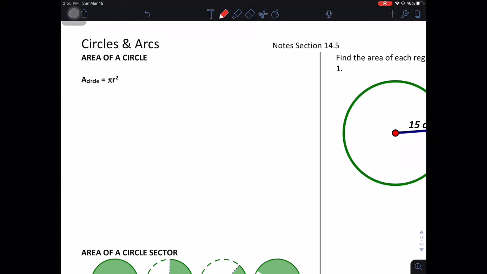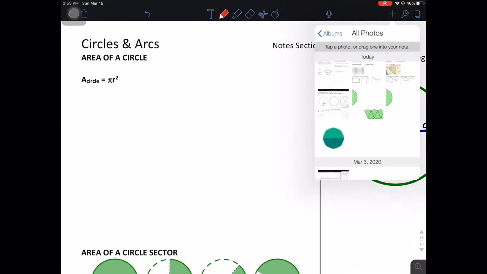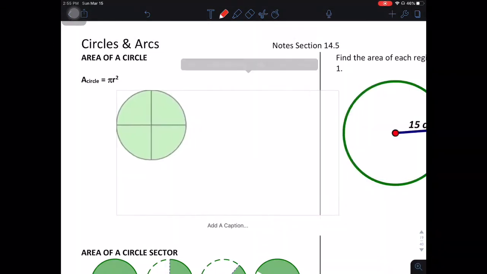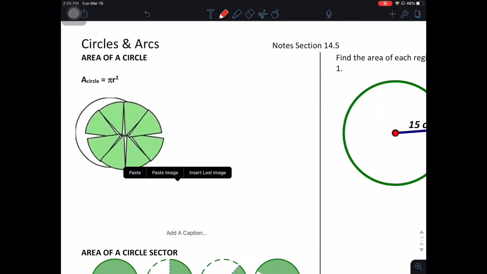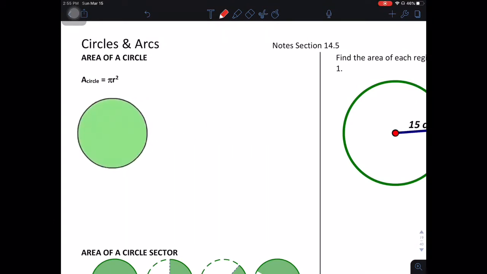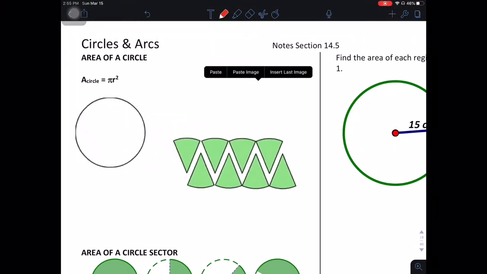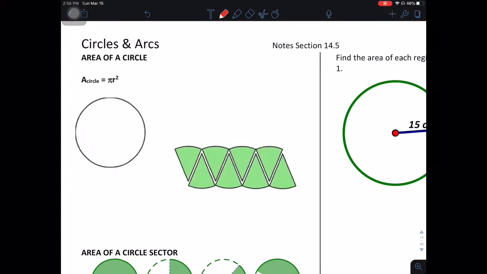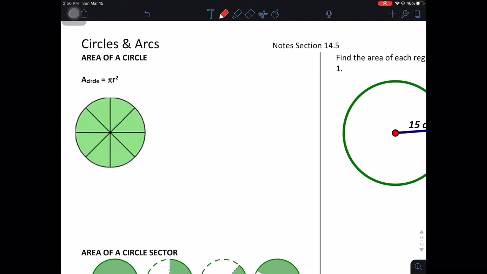Let me try to illustrate this for you with a GIF, a repeating video, if you will. If we take a circle, we break it into different sectors, like you can see there, and then you rearrange them, like you can see here. What you're left with is something that resembles a rectangle.